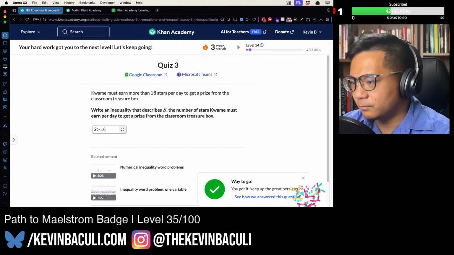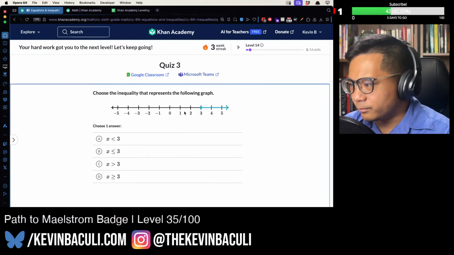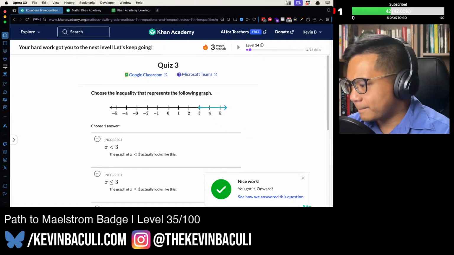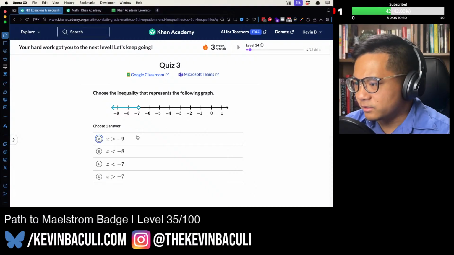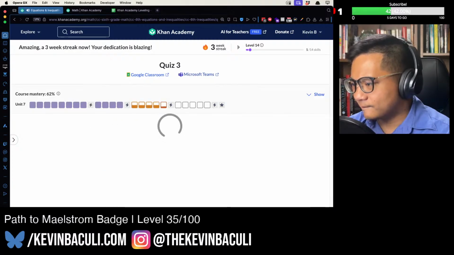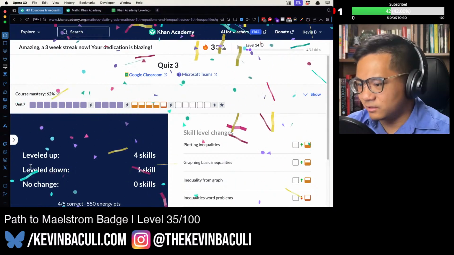There you go. Choose the inequality that represents the graph below. Greater than or equal to 3. Less than 7. X is less than 7. Shit. Gotta do it again.